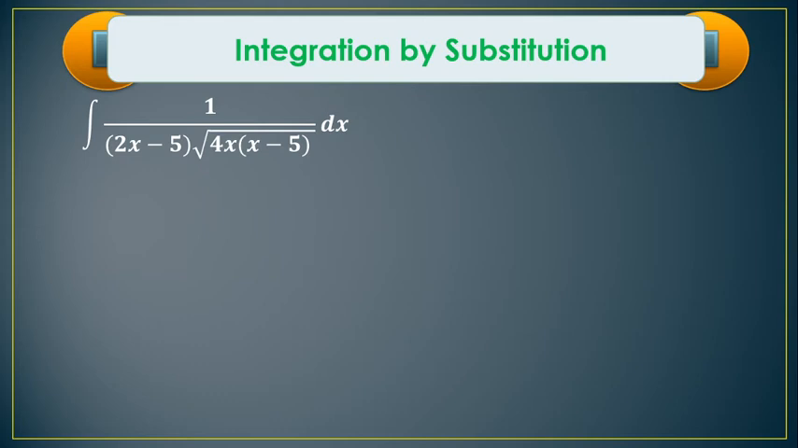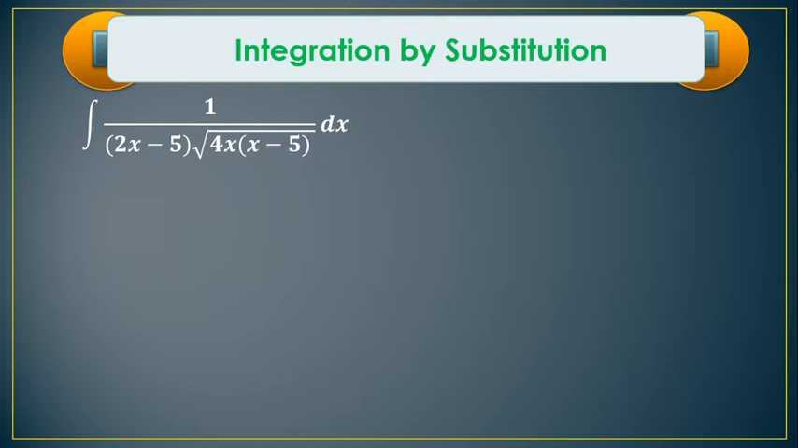Good day, everyone. For today's video, we're going to solve this integral of 1 over the quantity of 2x minus 5 times the square root of 4x times the quantity of x minus 5 dx. So now, every time we solve like this, what we're going to do is to take the radicand first and then apply completing the square.